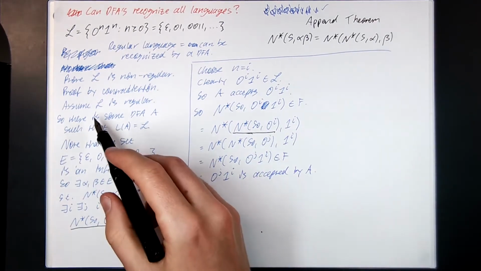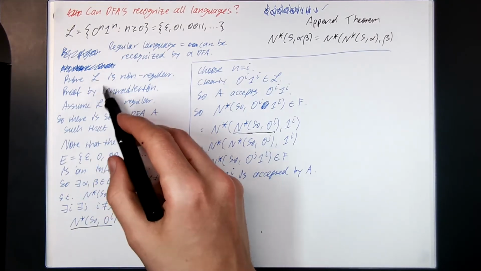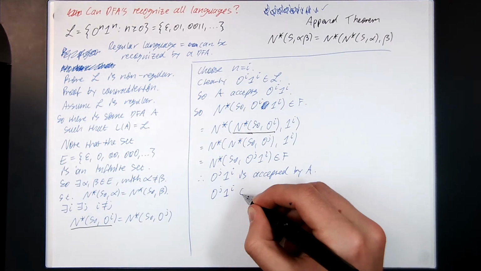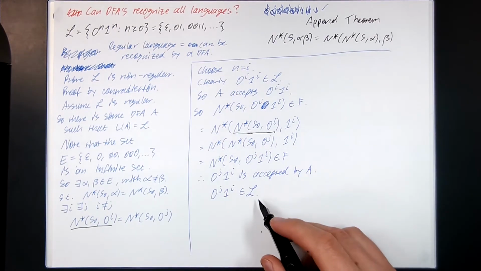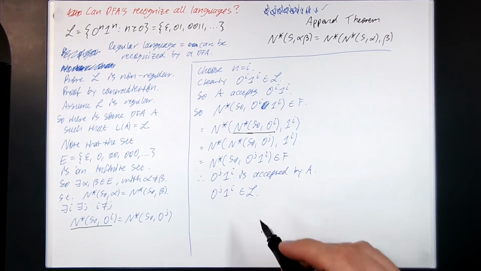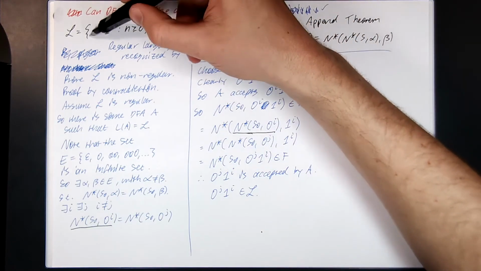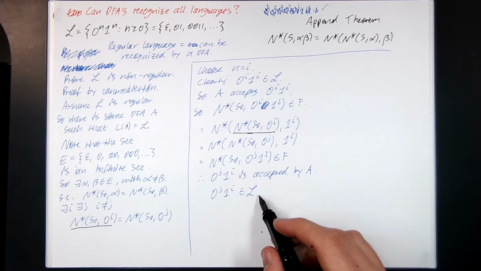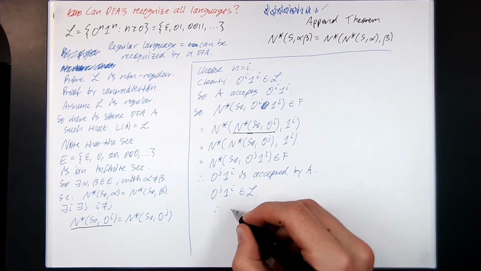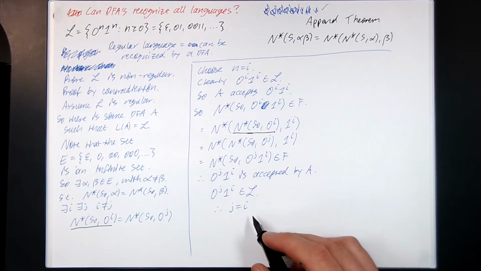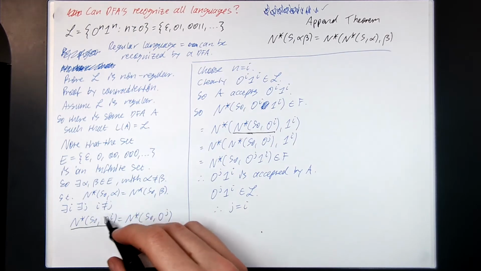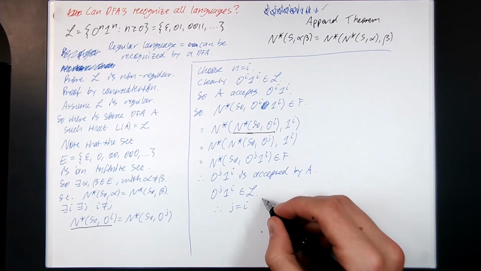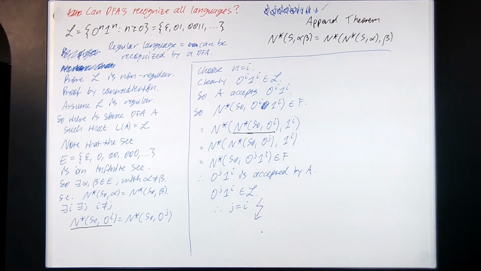Now, since A recognizes the language L, that means 0^j 1^i is a member of L. What strings were members of L? Strings with the same number of zeros as ones. So for this string to be in this language, it must be the case that j is equal to i. But I've got over here that i is not equal to j, right? These two facts contradict each other, so we denote a contradiction by a little lightning bolt.